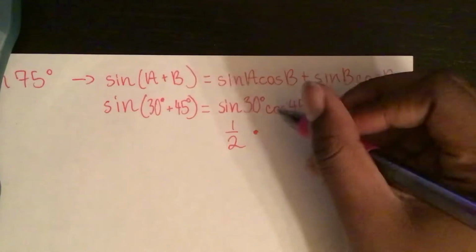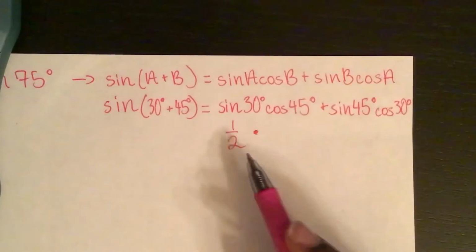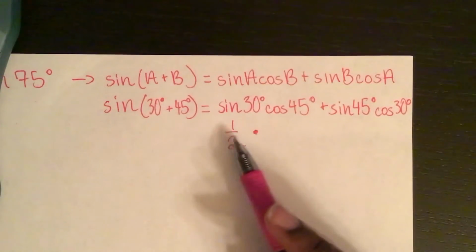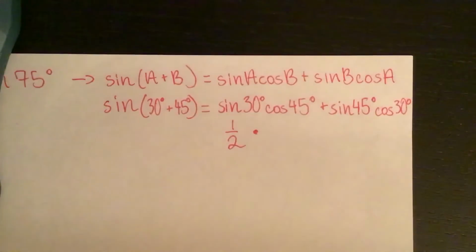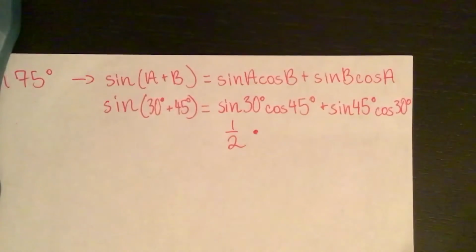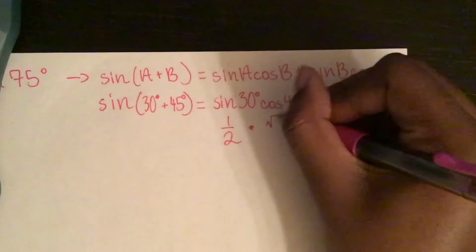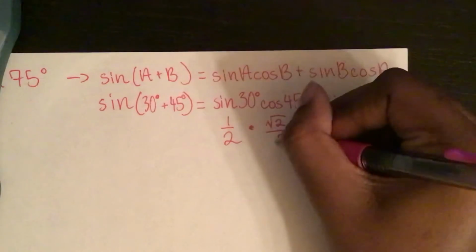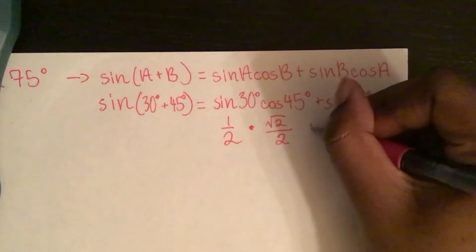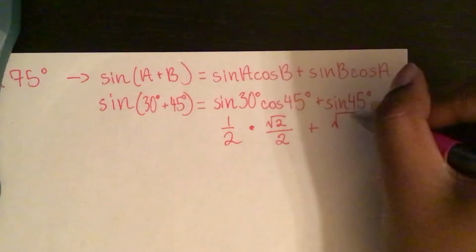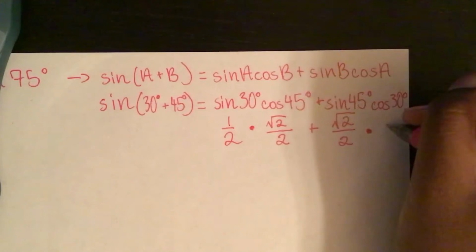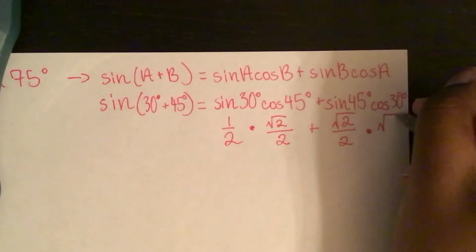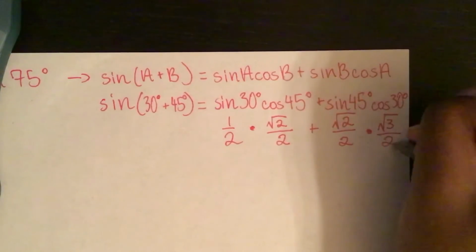And whatever the value of the cosine of 45 is, we're going to be multiplying it by the sine of 30. So just remember that. Always include that multiplication sign, just so you don't forget. So the cosine of 45 degrees is square root of 2 over 2, plus the sine of 45 degrees, which is also square root of 2 over 2, times the cosine of 30 degrees, which is going to be the square root of 3 over 2.